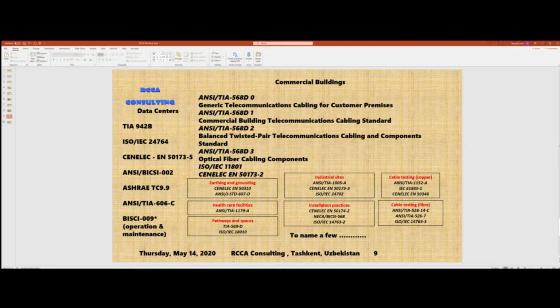But there are many others regarding earthing and grounding. Healthcare facilities have their own standards now. Pathways and spaces have their own recommendation. Let's keep in mind standards are recommendations. They're not the law, but they're good recommendations on what you should do to have benefit for the end user of the system once you've done it. Industrial sites, even the installation practices used by the installers, have their own recommendations. And even now, cabling testing, be it copper or fiber. And I noticed over the last quarantine periods of COVID-19, Fluke has been doing a lot of webinars about that. So hopefully quite a few of you have caught some of those good webinars. And this is just to name a few. There are so many of them out there that you need to be aware of.